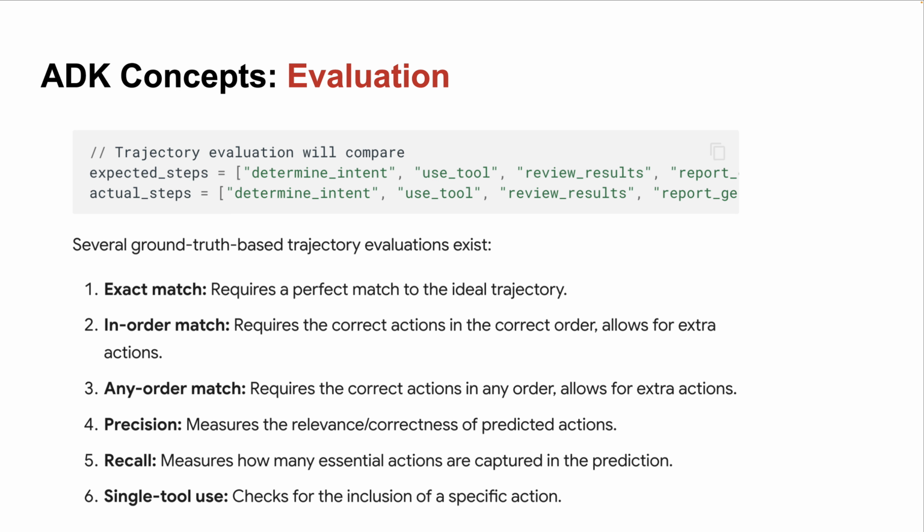It could be an exact match comparison, where we expect an exact trajectory the way we defined it, or it could be an in-order match, which allows for extra actions to be taken by the agent, but whatever actions are executed are done in the right order. Any order match, where we say we don't care about the order or whether there are extra actions as long as the required actions are there. Then there's the more classical metrics of precision and recall, and single tool use, which you can think of as a unit testing for tool use. So checking if the model is employing a given tool correctly.